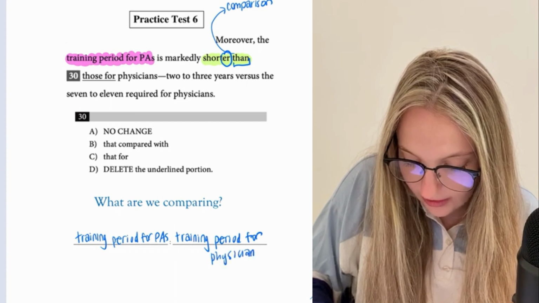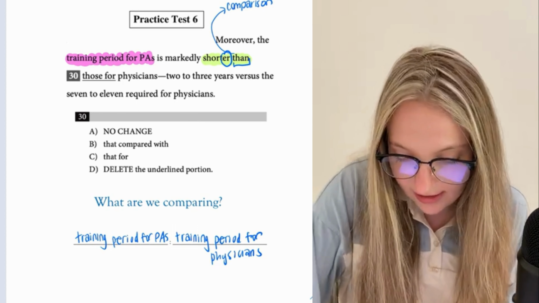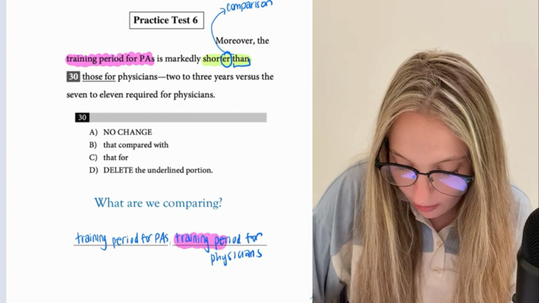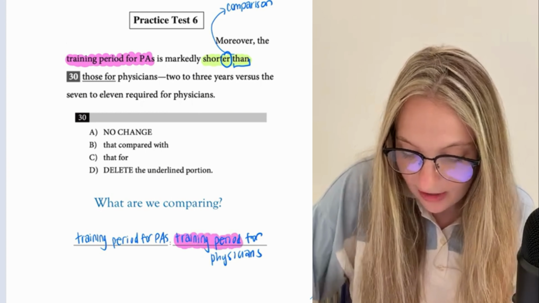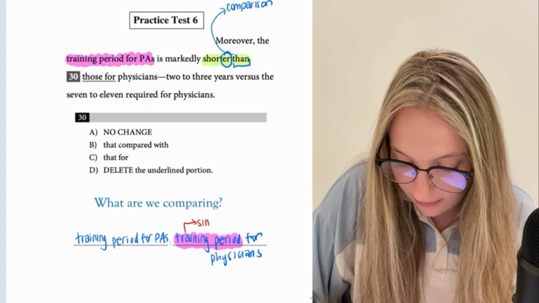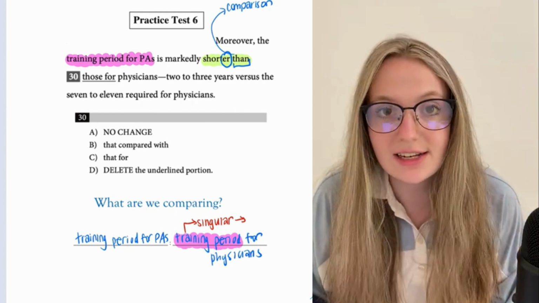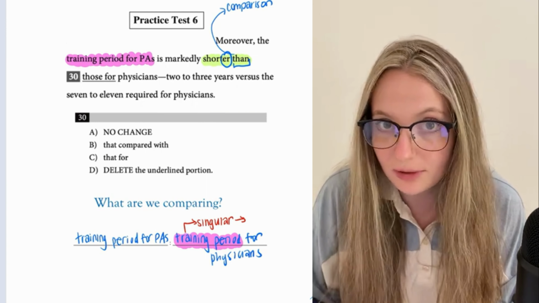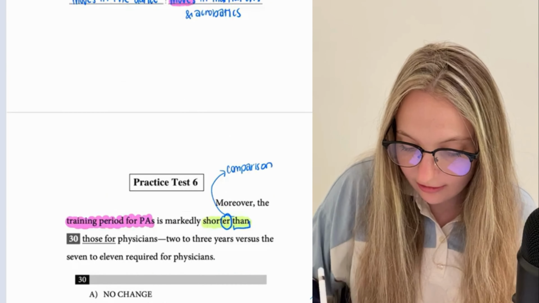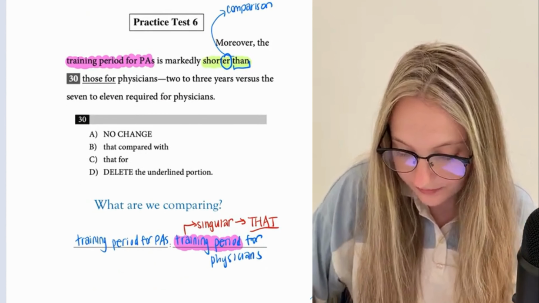All right. So we saw in the last problem, again, we don't see this as a choice presented here. We saw in the last problem that we replaced that word with "those" as the pronoun. But training period in this case is actually singular. It refers to just one period, not multiple. So the pronoun that the SAT will use to replace something singular is going to be "that." Unlike in the last problem, we had something plural, so we went with the word "those."